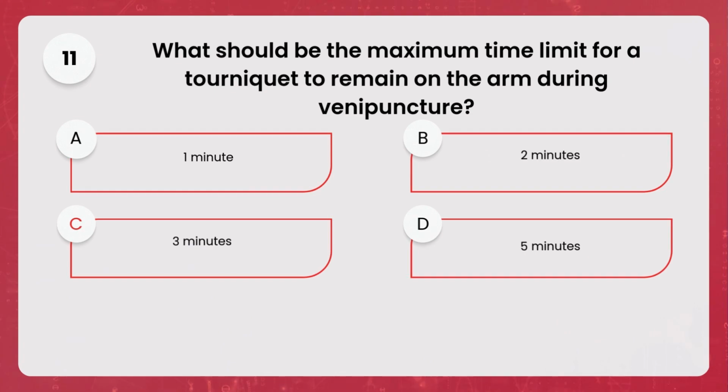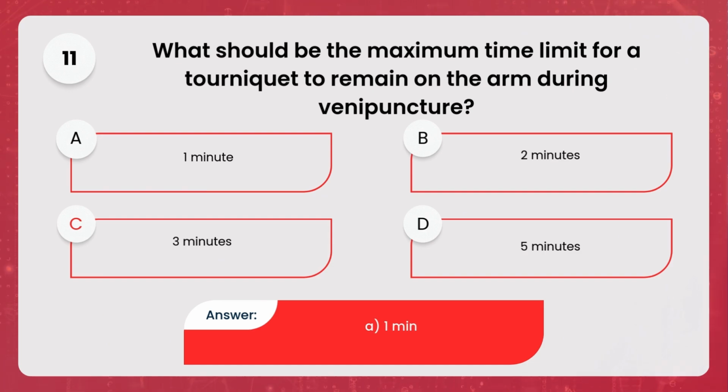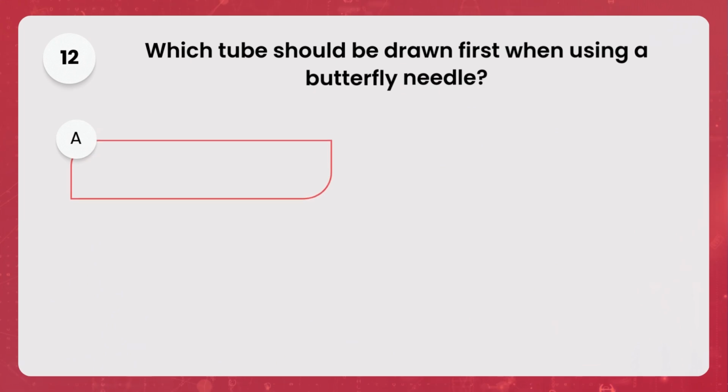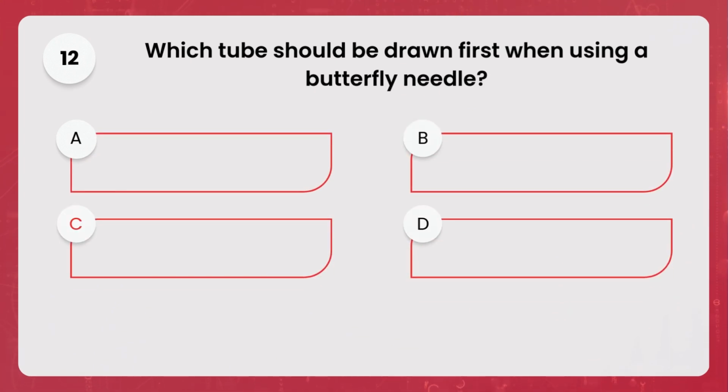Number 11. What should be the maximum time limit for a tourniquet to remain on the arm during venipuncture? A. 1 minute, B. 2 minutes, C. 3 minutes, or D. 5 minutes? The answer is A. 1 minute.